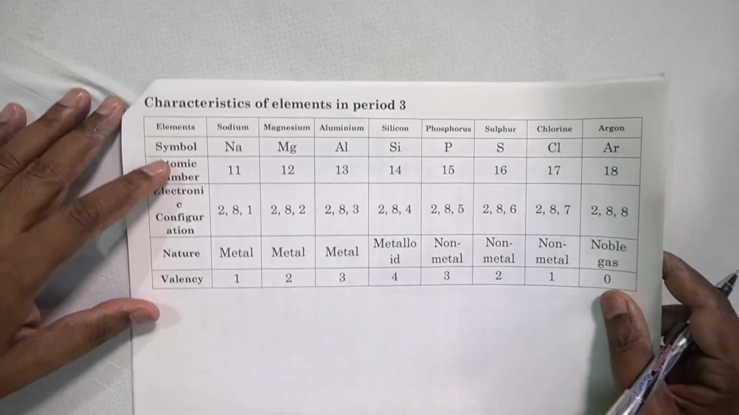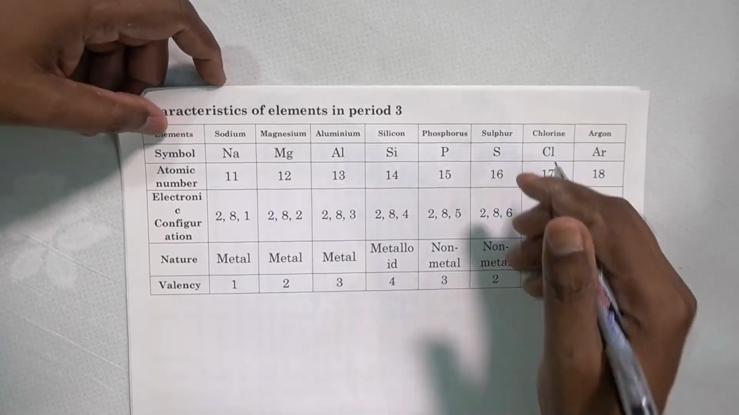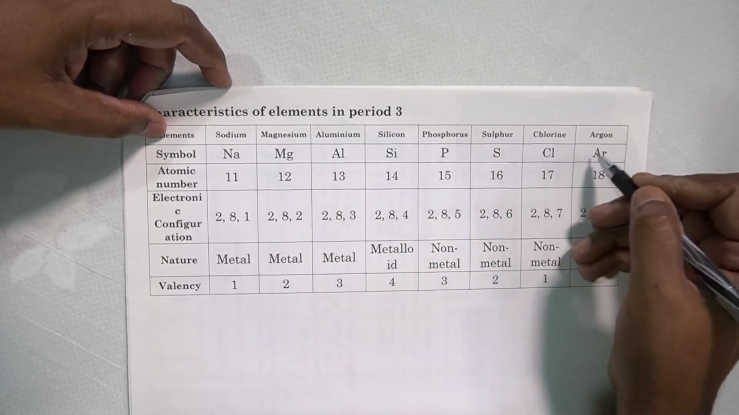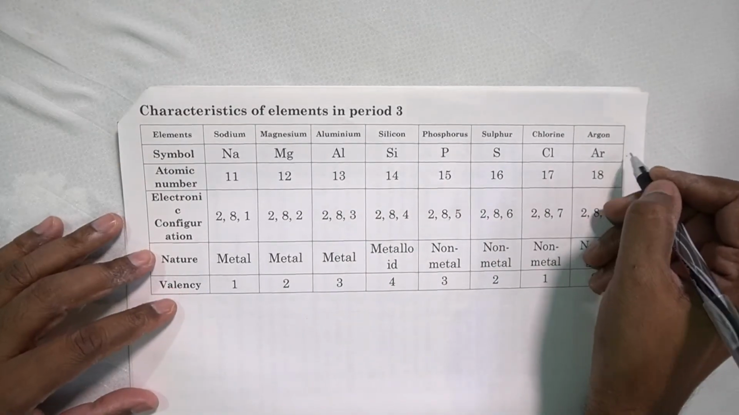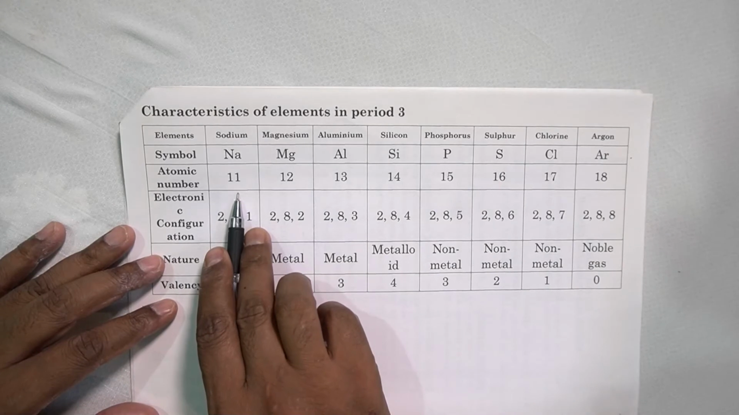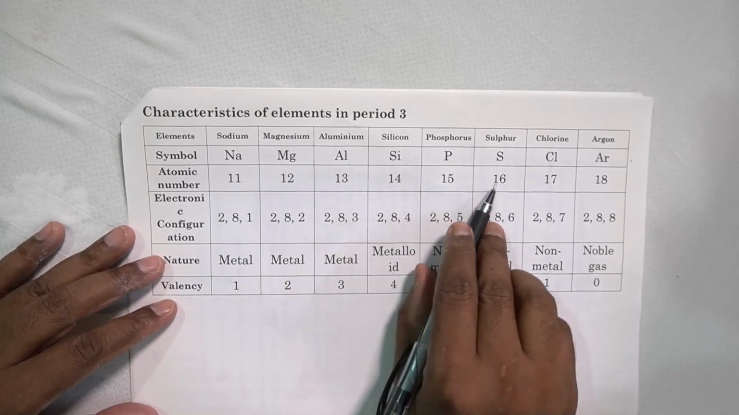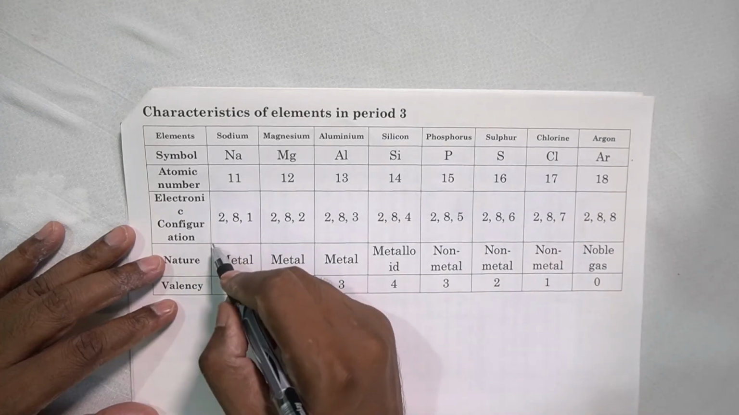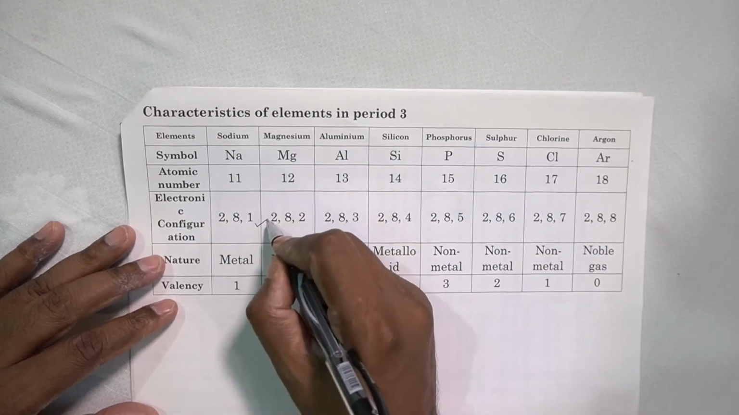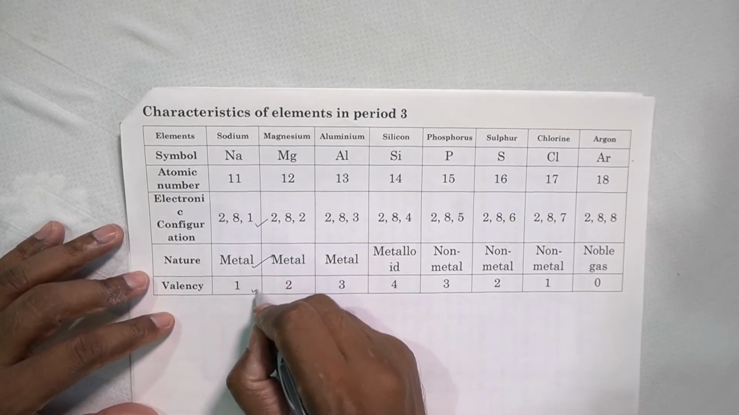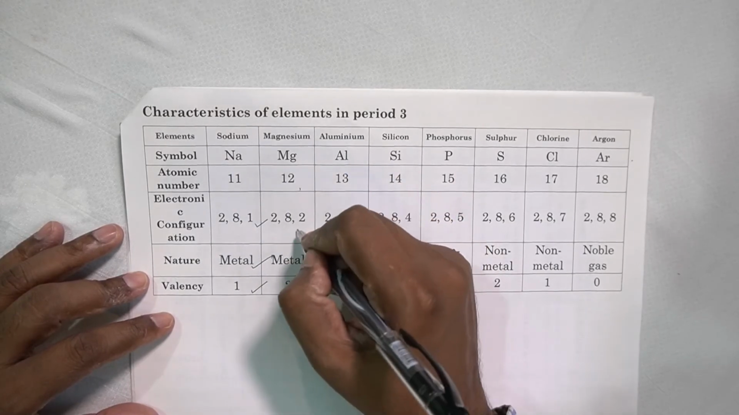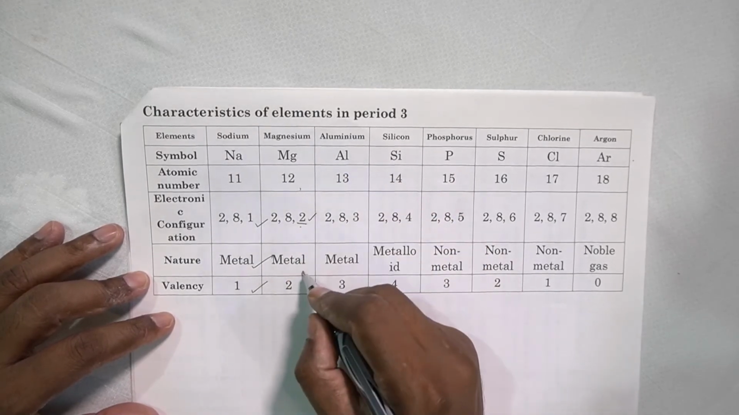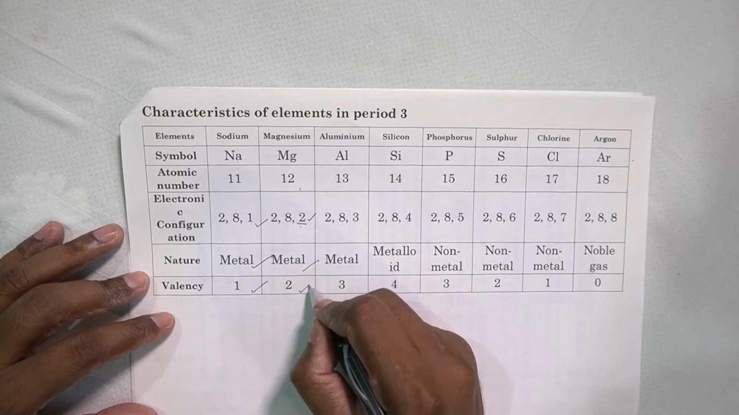Now if you check the third period, in the third period we find sodium, magnesium, aluminum, silicon, phosphorus, sulfur, chlorine and argon, the same way. Now here we have 11, 12, 13, 14, 15, 16, 17 and 18. These are the atomic numbers of these elements. Electronic configuration of sodium 2, 8, 1, it's a metal with the valency 1. Magnesium, the valence electron is 2, metal, valency is 2.